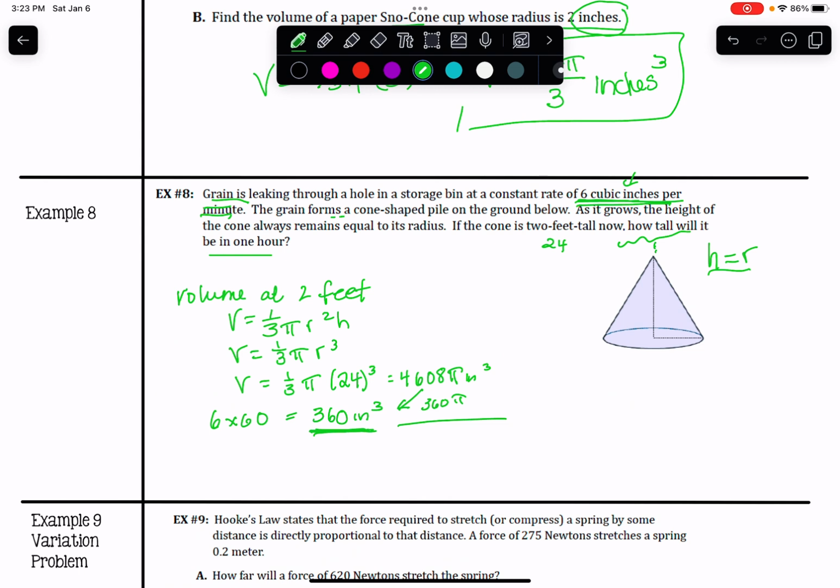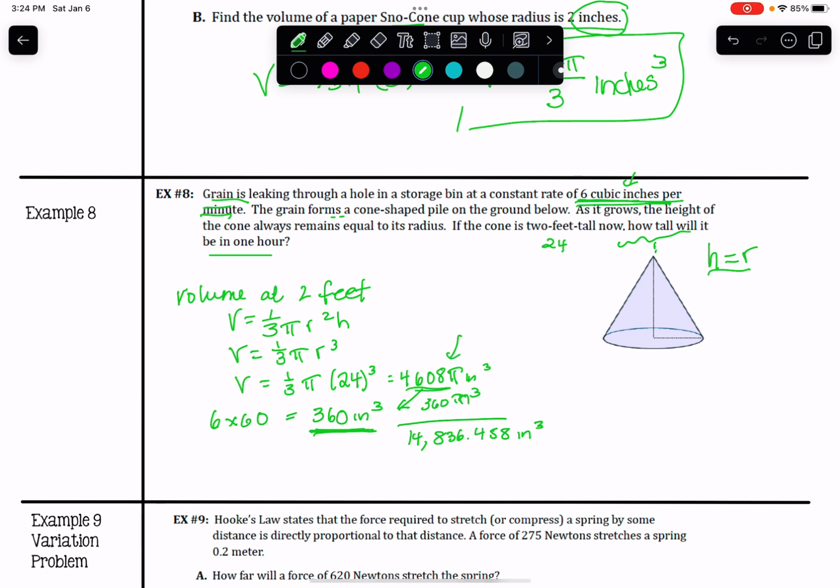This is supposed to be inches cubed. Okay, so calculator: 4608 times your pi button, and then plus 360, and I get 14,836.458 inches cubed. All right, so that was smaller because pi is 3.14.